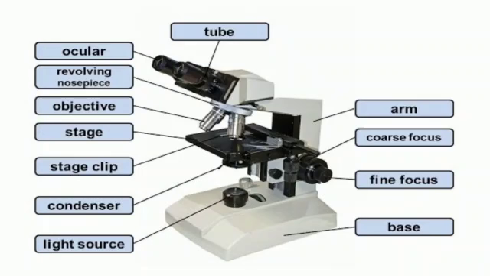So now moving towards the parts of the microscope. This slide shows the parts of the microscope. On the left side we have the ocular, which is another name for the eyepiece, the revolving nose piece. Revolving means you can rotate it. Objective lens, stage clip, condenser, light source. On the top, the body tube is there. On the right side we have the arm, coarse focus, fine focus and base. Now we will see the functions of all these parts in detail.